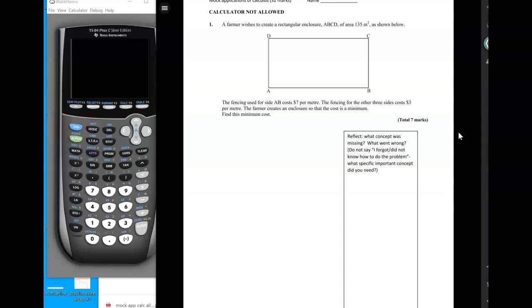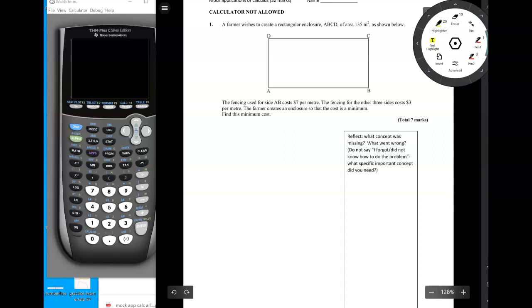The fencing used for side AB costs $7 per meter. So this side costs $7 a meter. The fencing for the other three sides costs $3 a meter. And the farmer creates an enclosure so that the cost is minimum. Find this minimum cost. Okay, so I think it would help if we named some of these sides with variables.